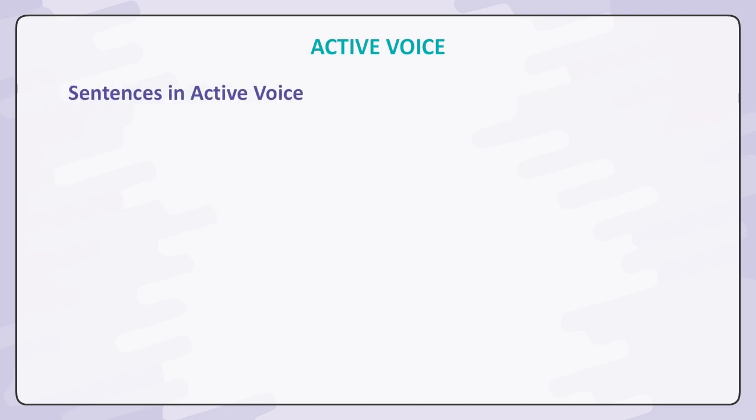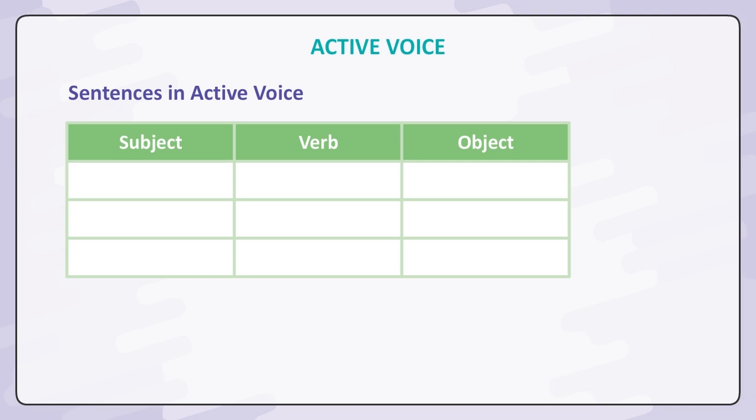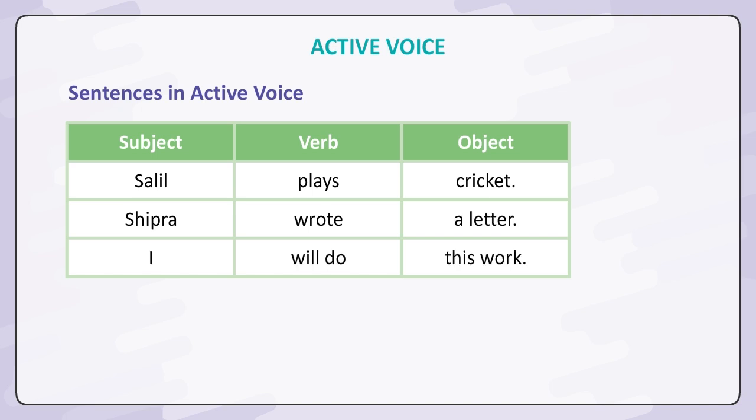Sentences in active voice. Subject, verb, object. Salil plays cricket. Shipra wrote a letter. I will do this work.